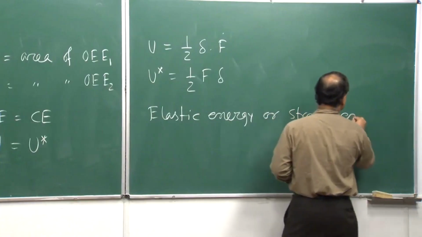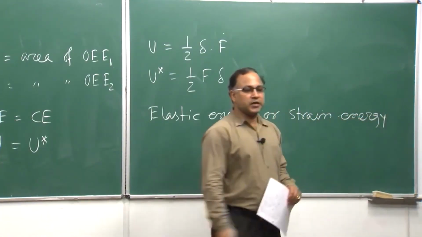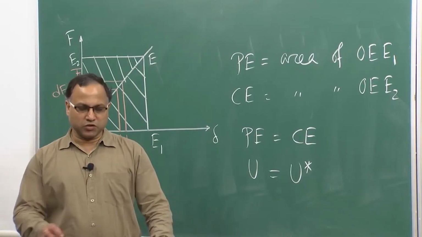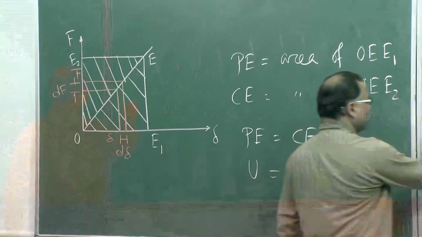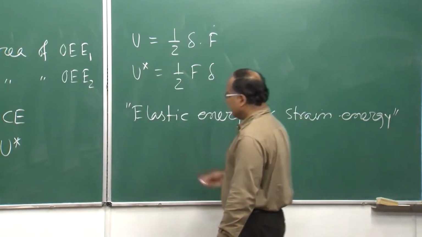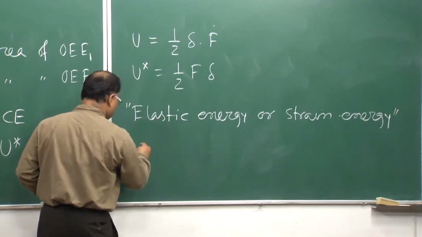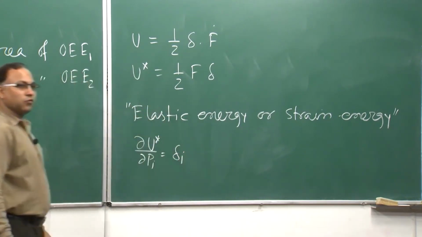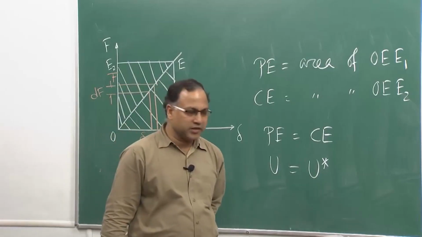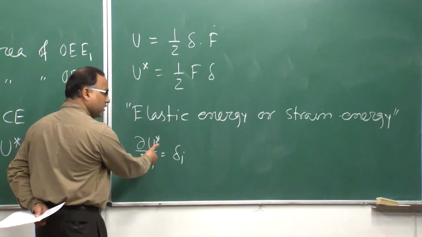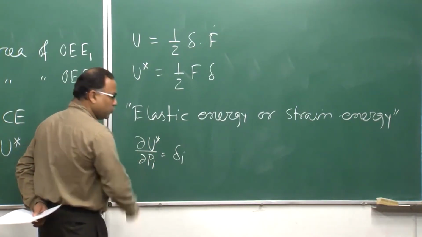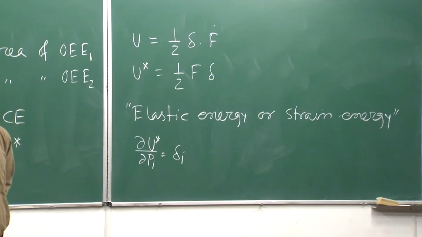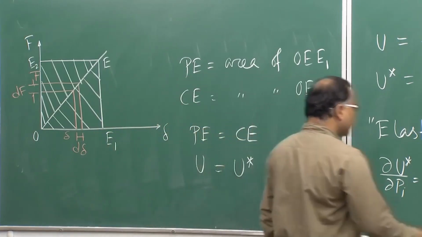So, the energy stored due to deformation, or the energy which is stored in the elastic system, will be your common term. Now, you have already seen in the earlier case, del U star by del P I is equal to delta I. That means if you take the partial derivative of the total complementary energy of the system with respect to load P I, you will get the deflection at that particular point I.